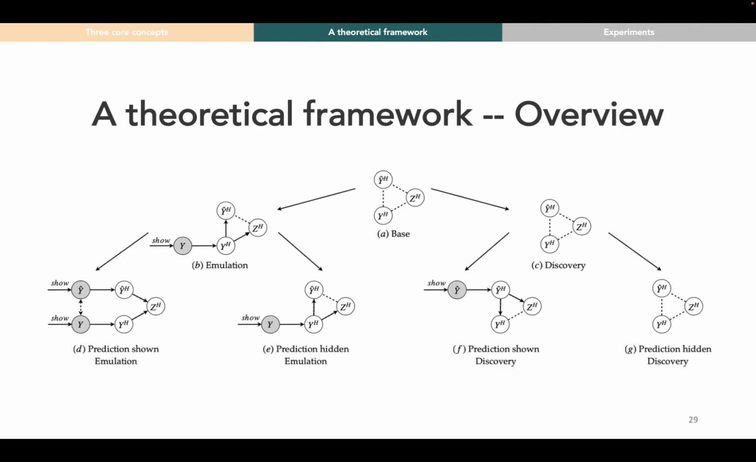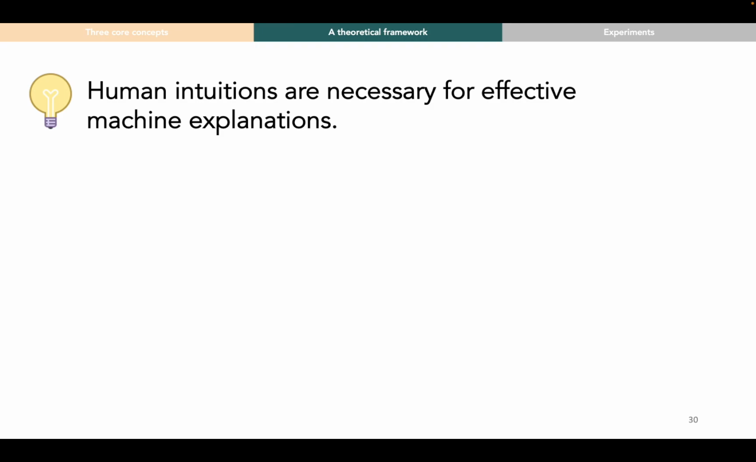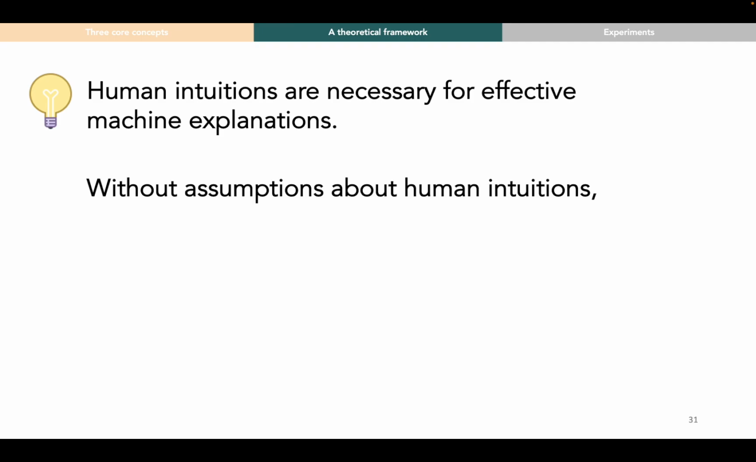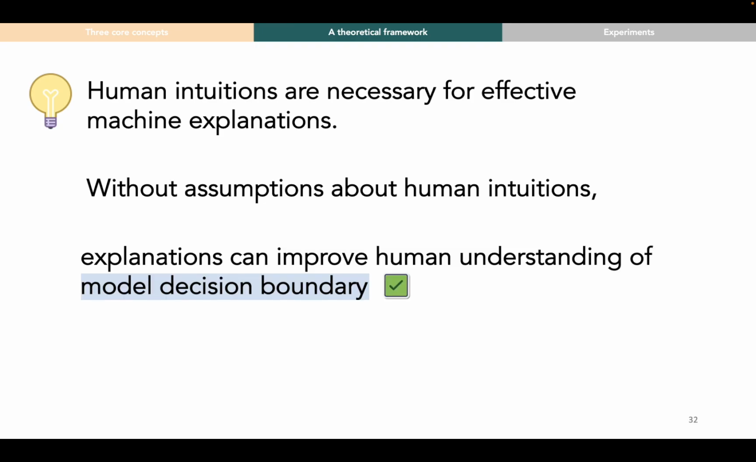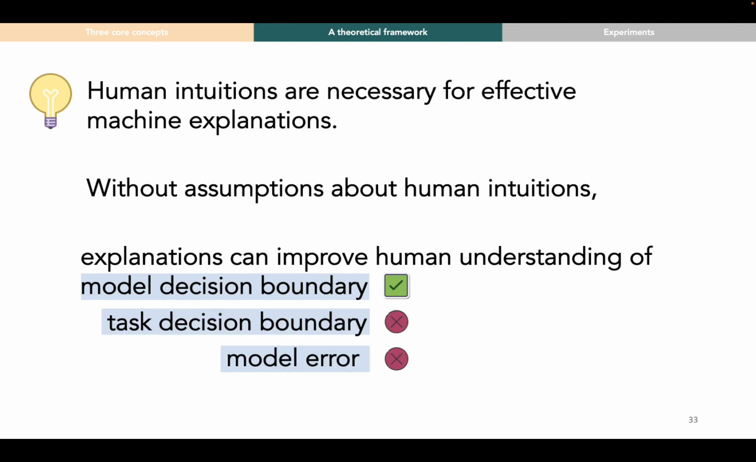At the highest level, our key finding from this framework is that human intuitions are necessary for effective machine explanations. Without making assumptions about human intuitions, explanations can only improve human understanding of the model decision boundary, but not the task decision boundary or model error. Therefore, effective explanation must align with human intuition in a certain way, especially in AI-assisted decision-making.